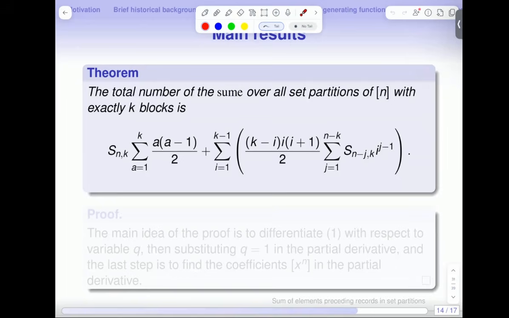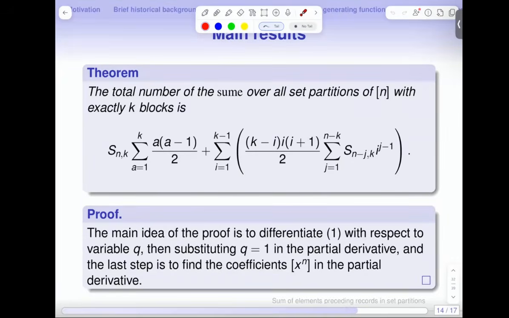So what is the main idea of the proof? By using a generating function, we take the corresponding generating function and we differentiate it with respect to the variable q, which counts the statistic, and then we substitute q equal to 1, and the last step is we need to find the coefficient of x to the power n in the expression.